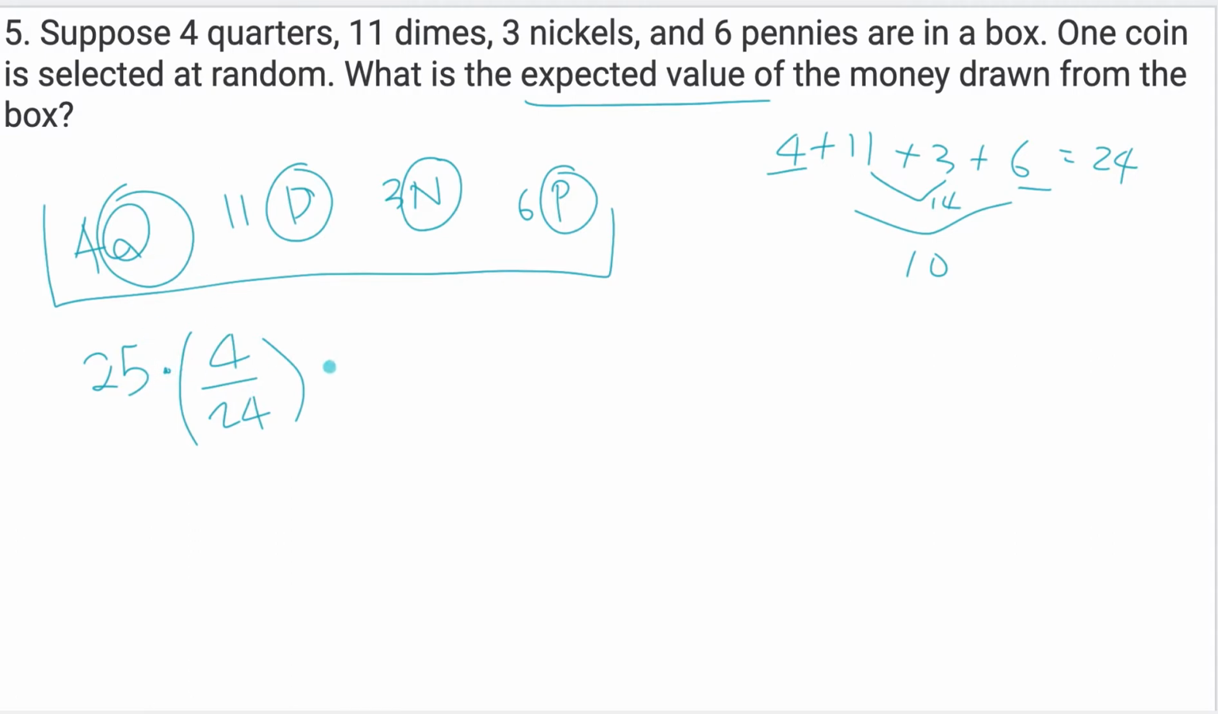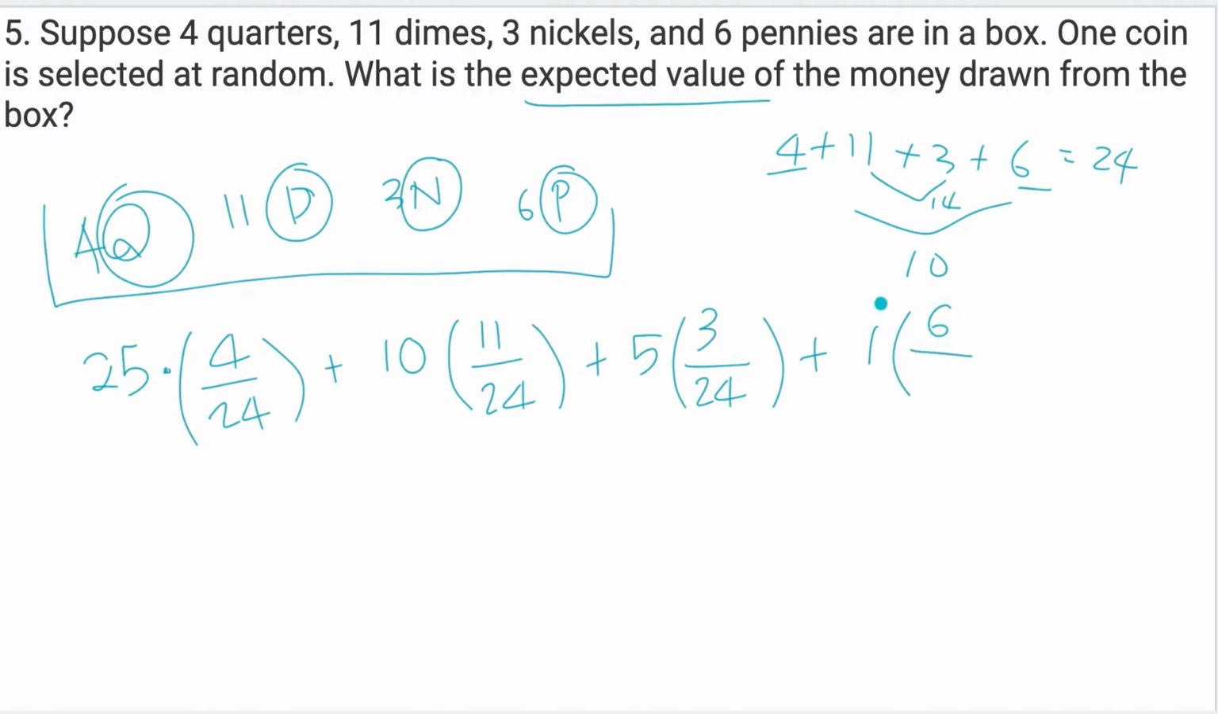So you multiply that and add dime. Each dime, the dime's value is 10 cents. And what's the probability to get a dime? 11 out of 24. And for nickel, each nickel you can expect 5 cents. What's the probability to get a nickel? 3 out of 24. And to get a penny, if you get a penny, you expect 1 cent. And what's the probability to get that? 6 out of 24, right?